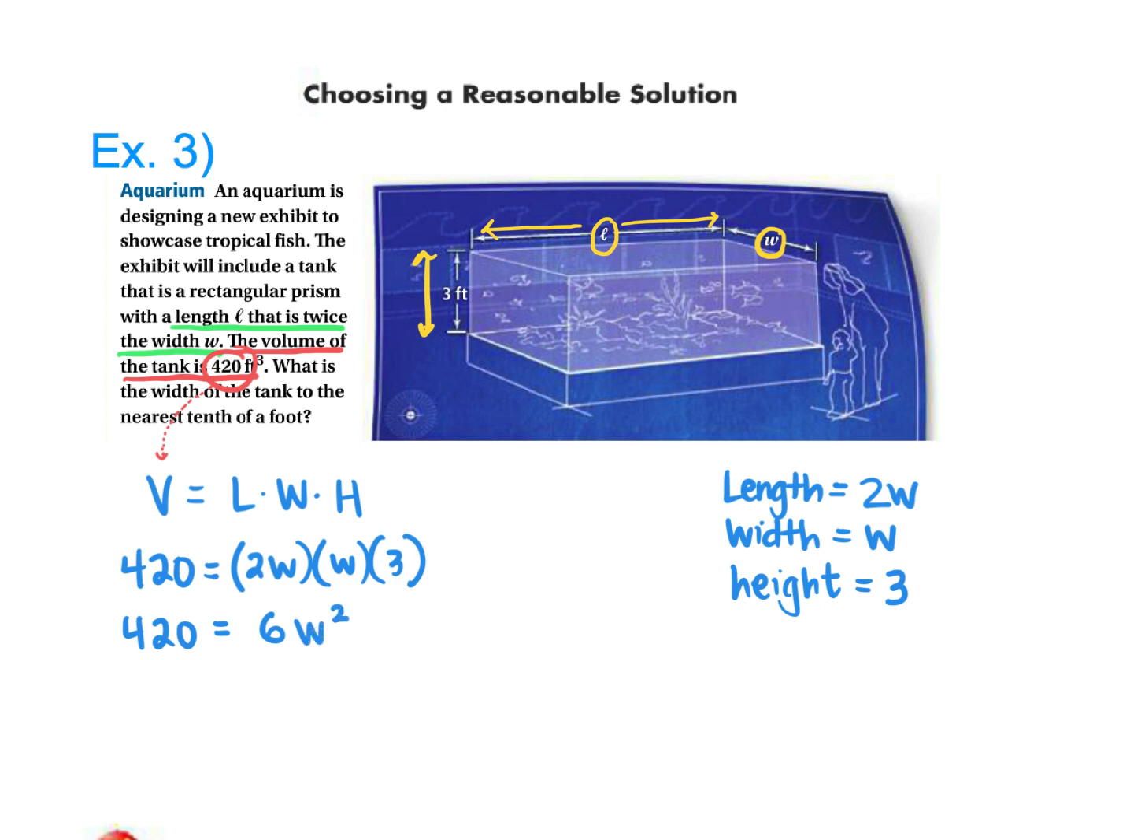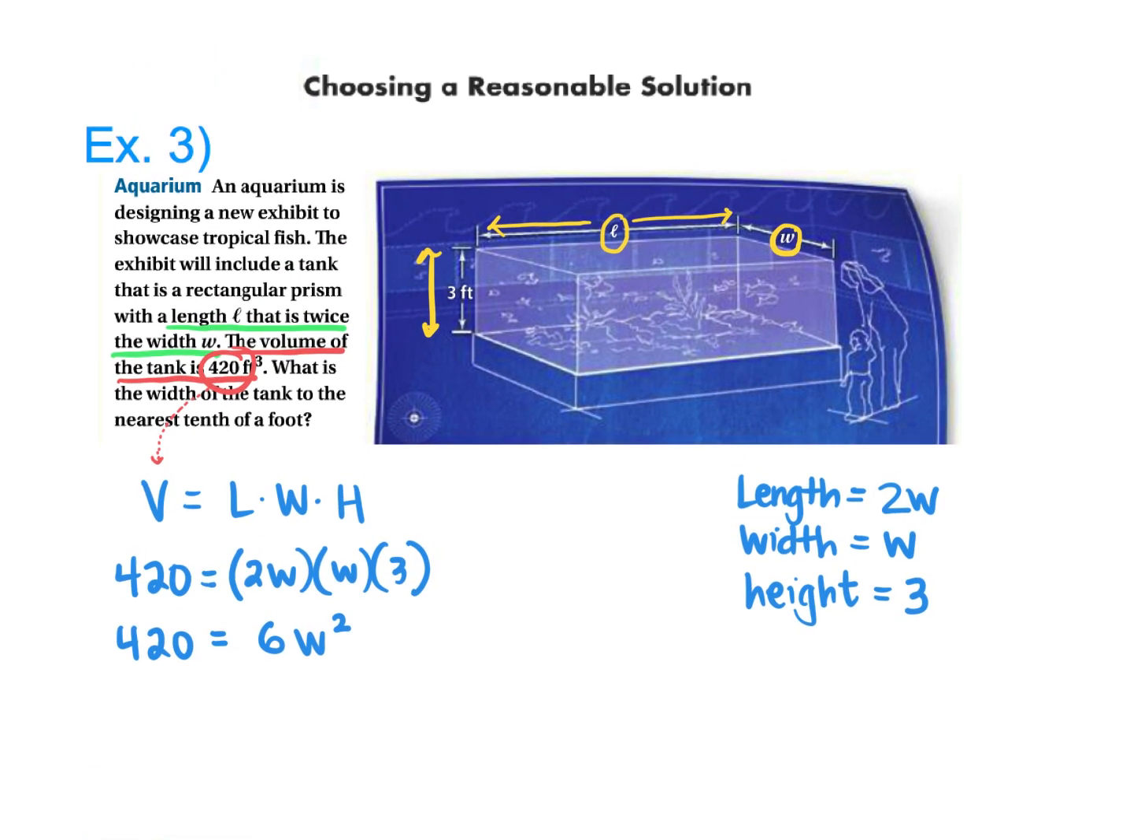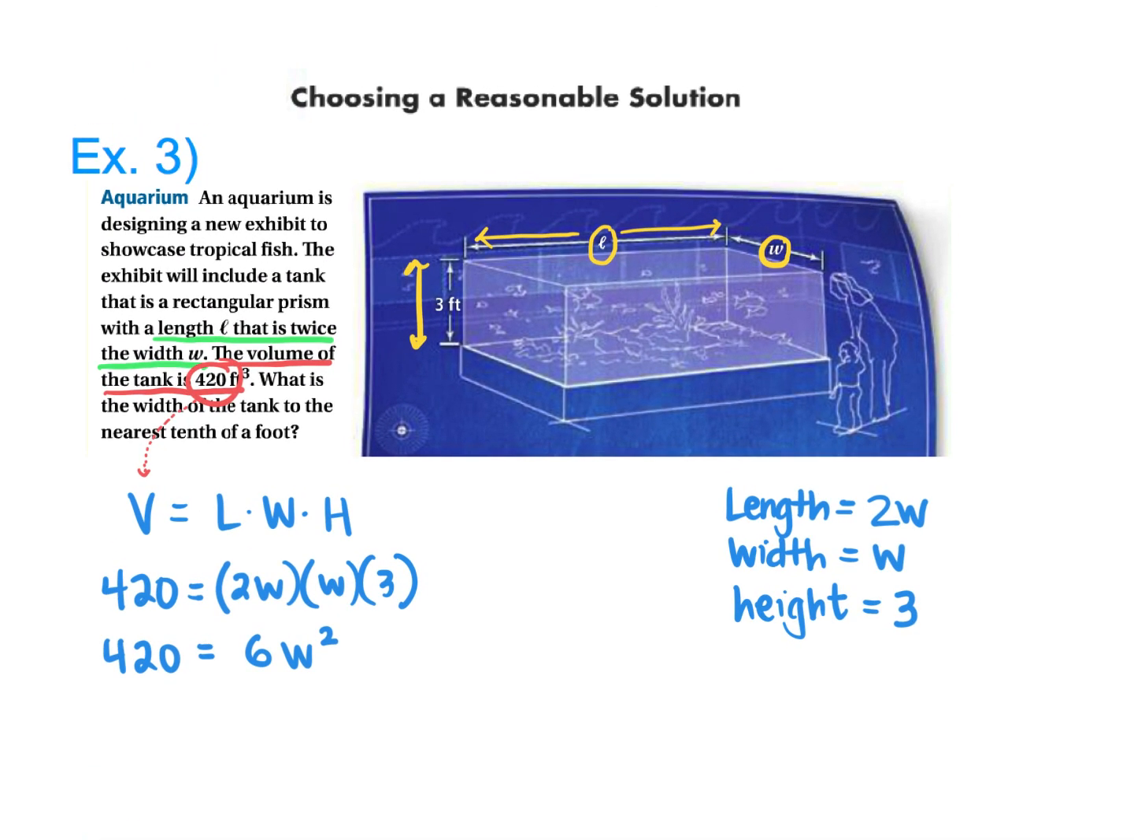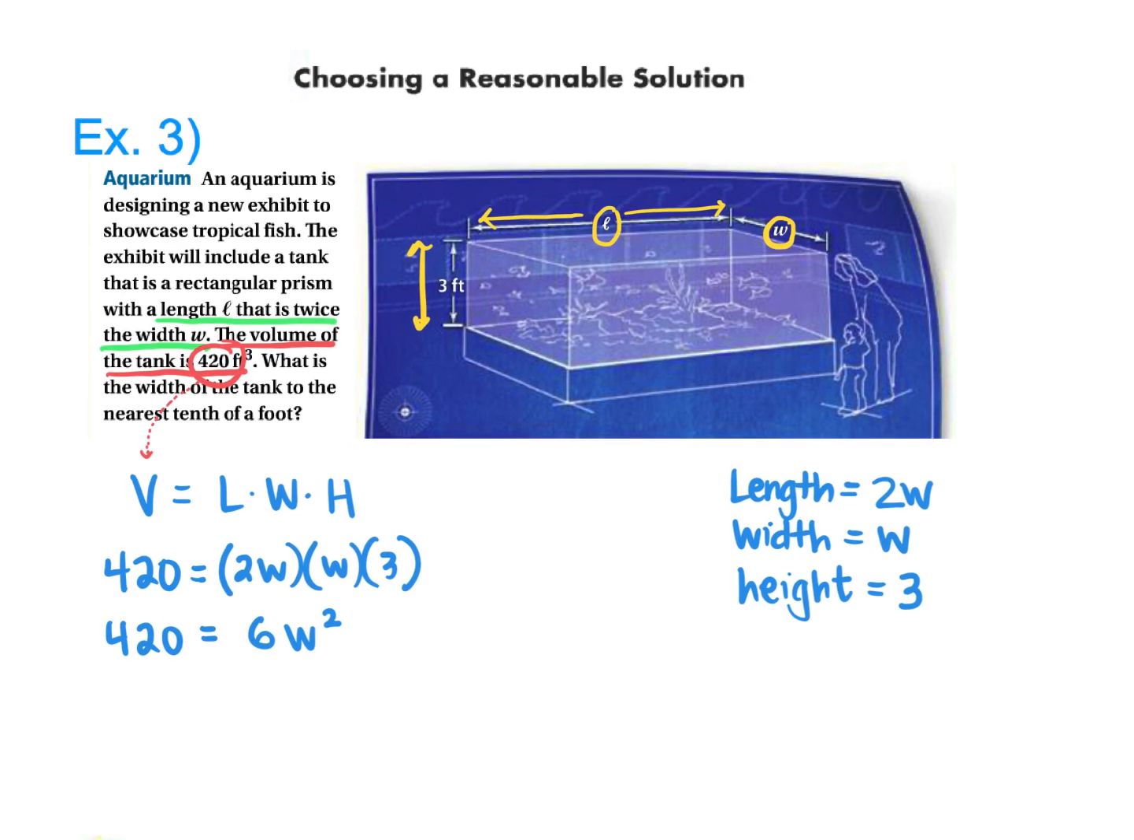Now we want to solve this by doing the same kind of things to both sides that we were doing before. We want to cancel out the 6. And so we're going to cancel out the 6 by dividing. And always please show that the top 6 and the bottom 6 reduce out, leaving us with W squared. And 420 divided by 6 is 70. Then we want to use a square root on both sides. And that will give me W by itself.